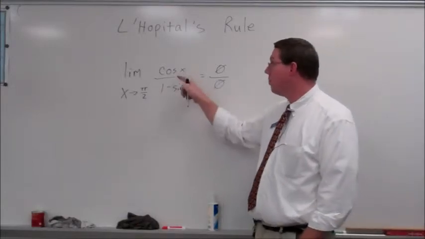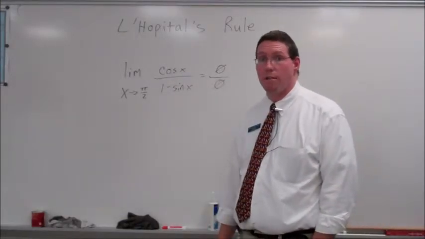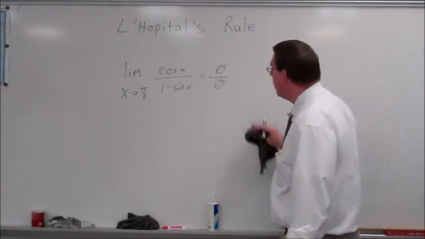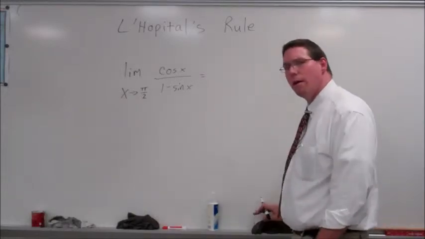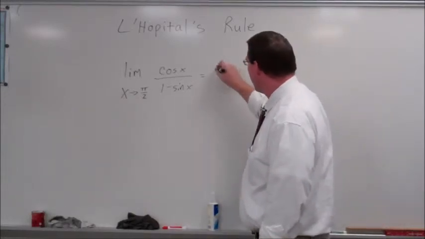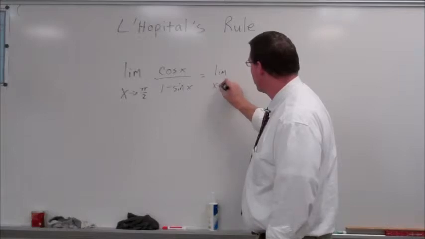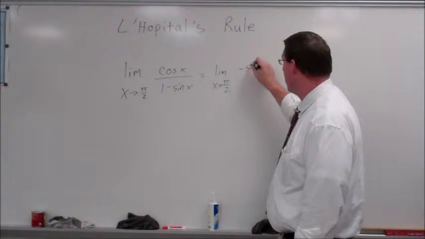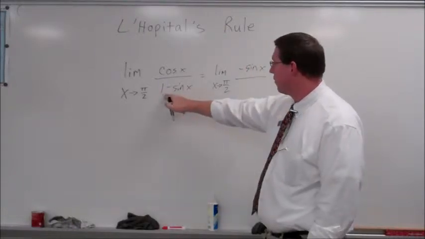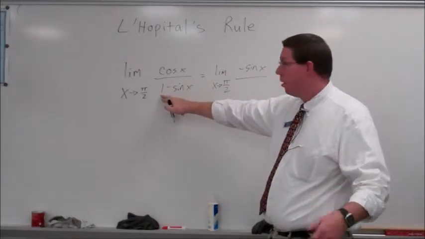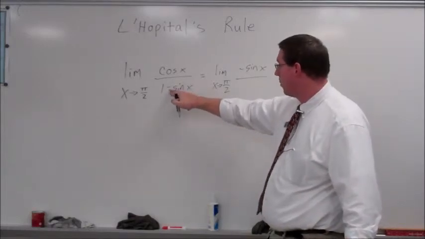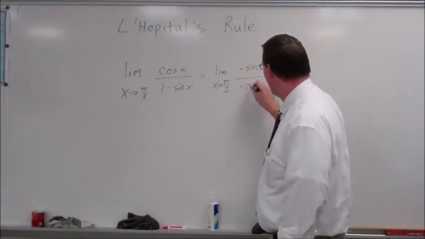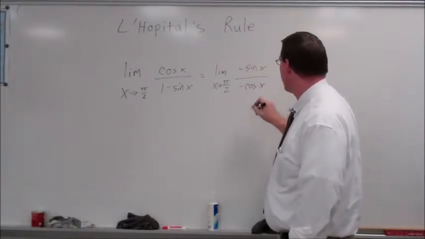And don't you think maybe this would be a huge pain to try and solve analytically? We'd figure it out, but it would take some time algebraically. But with L'Hopital's rule, wow, this is going to be awesome. We're going to take the limit as x approaches pi over 2, and now we're just going to do the derivative of the top, which is negative sine, over the derivative of the bottom. Well, the derivative of 1 is 0. Minus sine of x, well, the derivative of negative sine of x is negative cosine of x, okay?